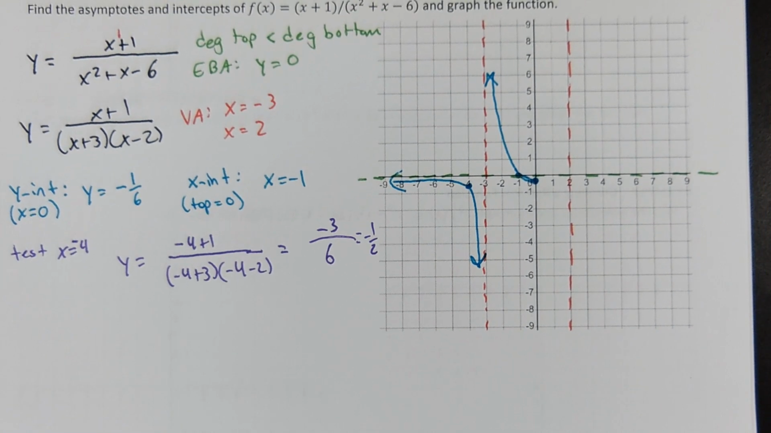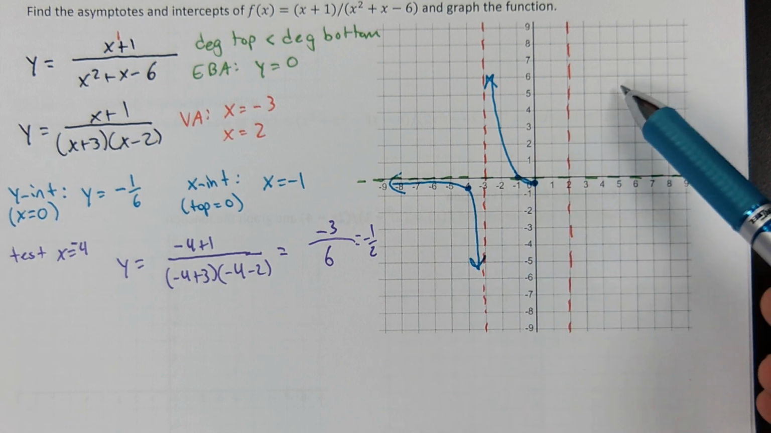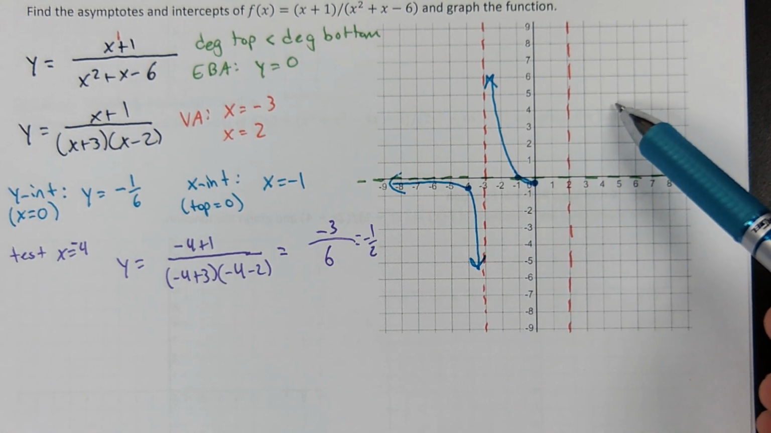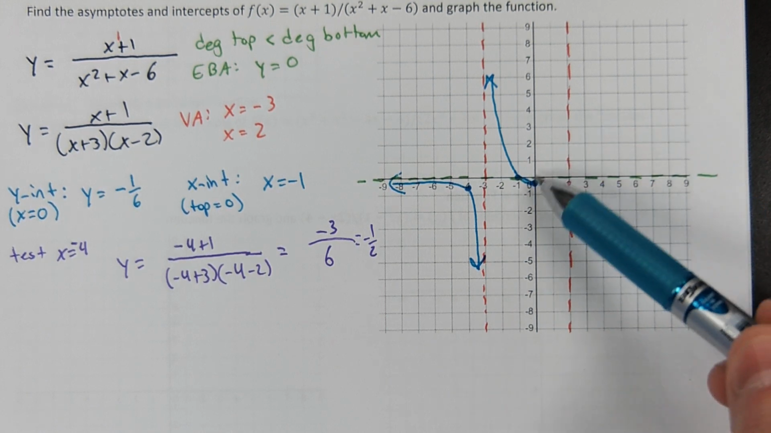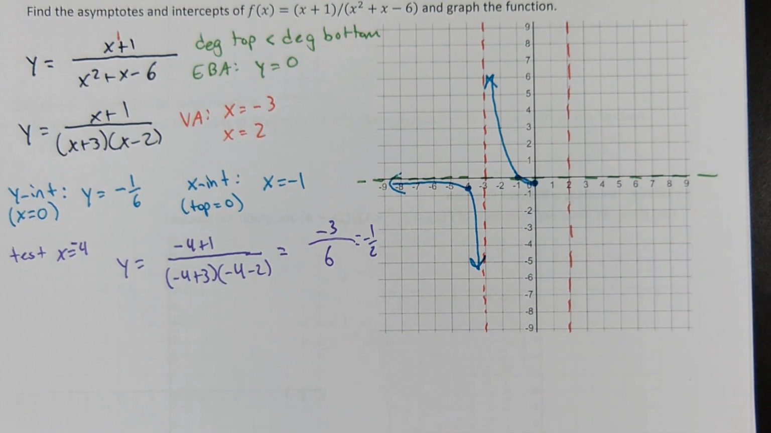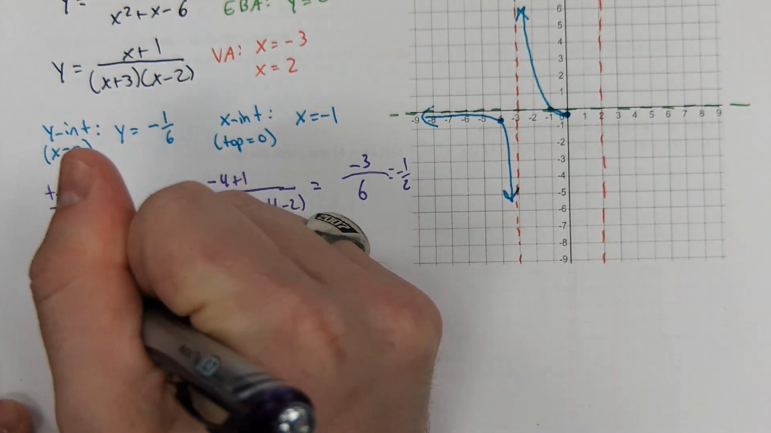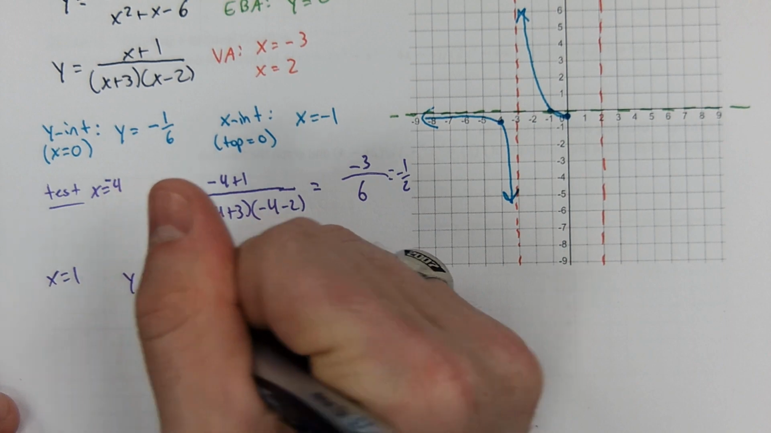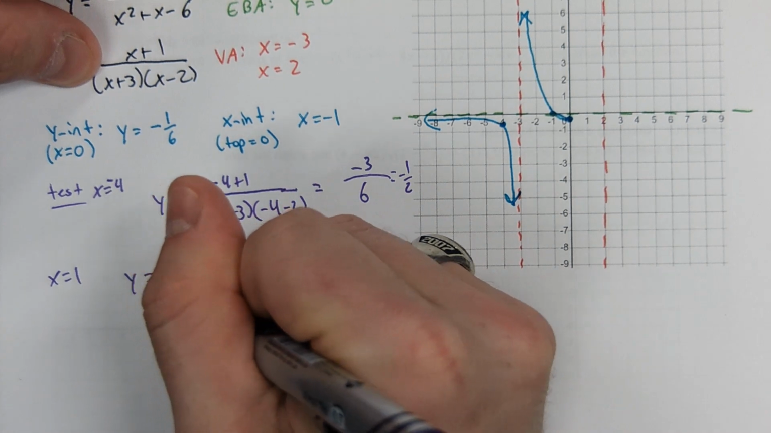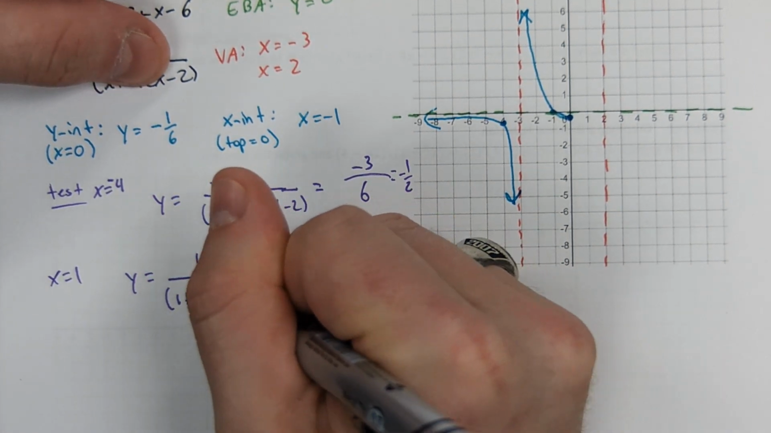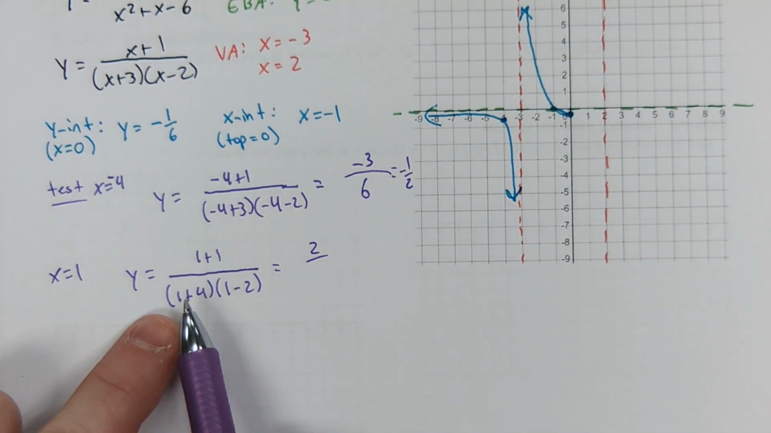Earlier in period 1, somebody asked me, so doesn't that guarantee that its counterpart will be in the top? And I said, no, it does not guarantee that. You have to always check. Okay? There are no guarantees here. But next, I'm going to check a number between 0 and that red dotted line. I think x = 1 is a prime candidate for that. Let's see what y is. It's going to give me 1 + 1 on top. It's going to give me 1 + 4 times 1 - 2. That is 2 over 5 times -1.